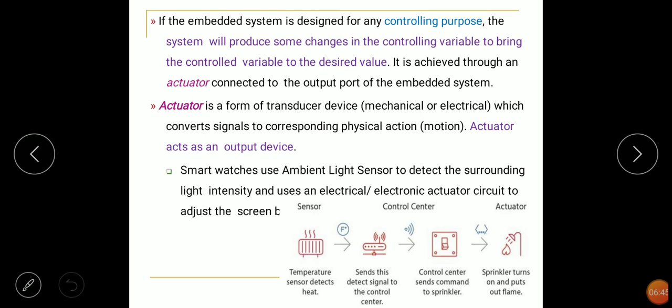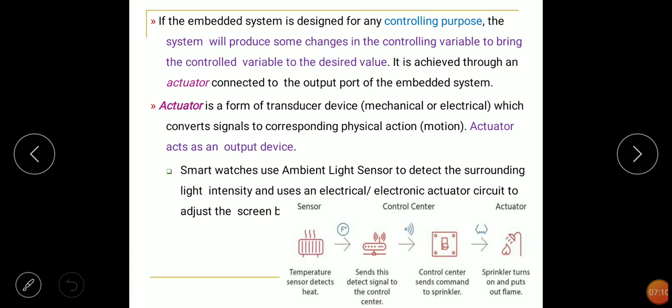Here the sprinkler will be used for controlling the temperature. If the temperature exceeds the threshold, then the signal will be sent by the controller. The controller will activate the actuator to sprinkle the water to reduce the temperature. That is a simple example shown.